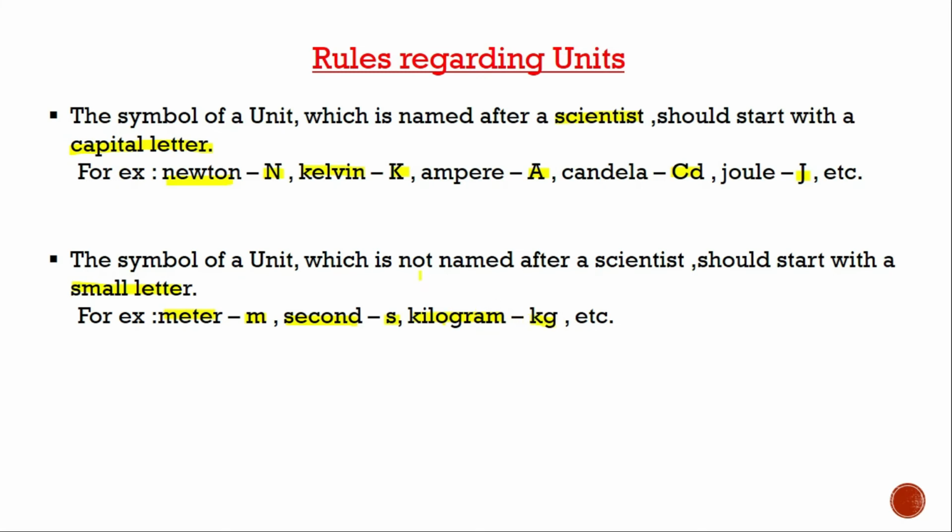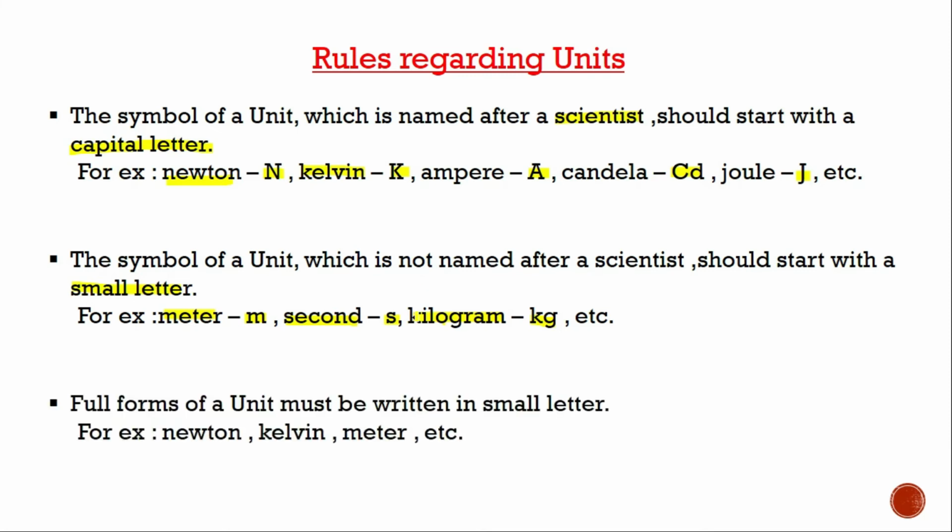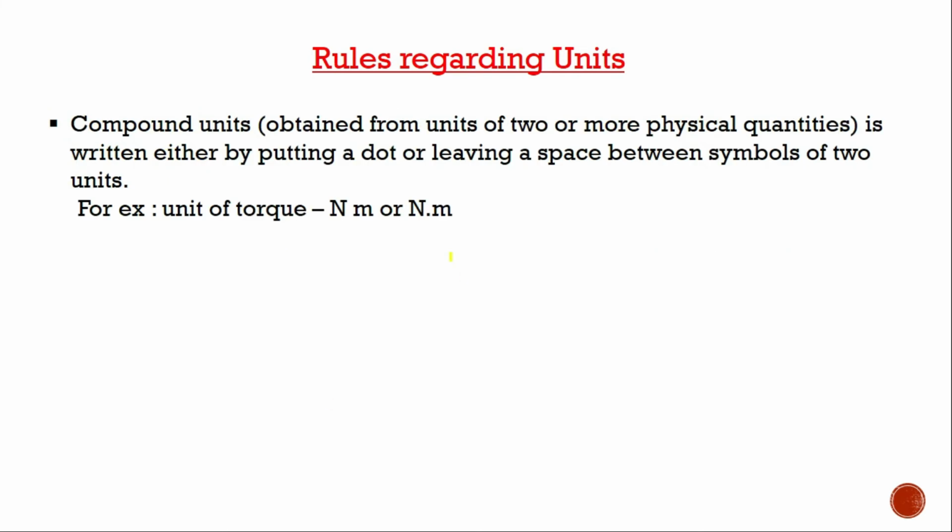Now the third rule tells us while writing the full form of the units, we must always write it in small letters. The next rule tells us that the compound unit which are obtained from the units of two or more physical quantities should be written either by putting a dot or leaving a space between symbols of two units. You can see the example of the unit of torque, which is Newton meter, should be written with a space or a dot in between the two units, which is Newton and meter.